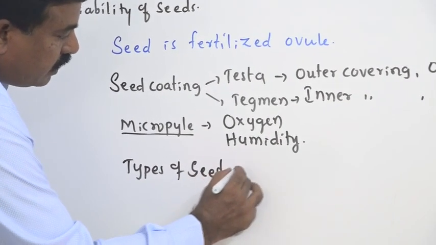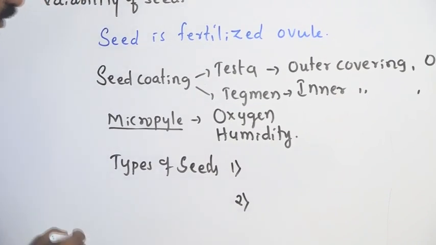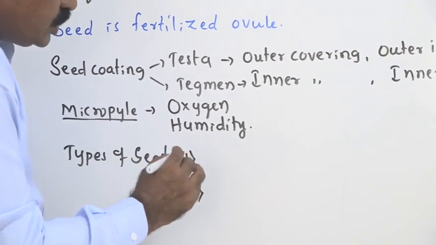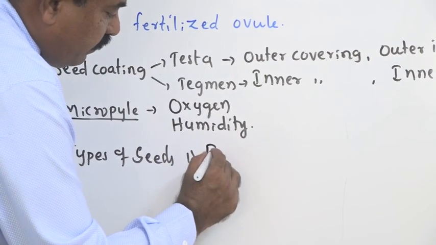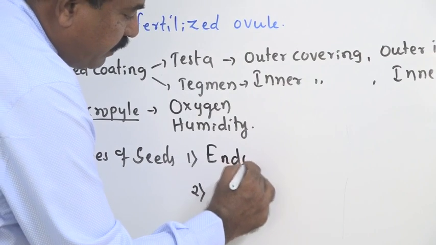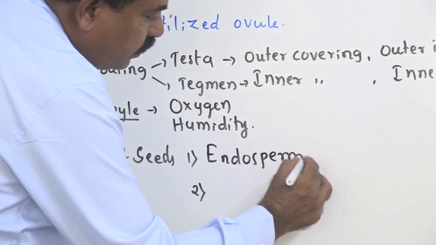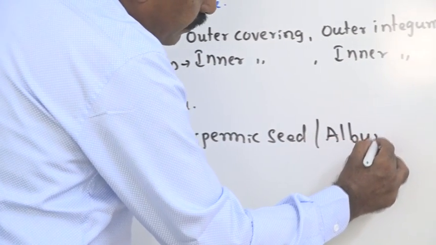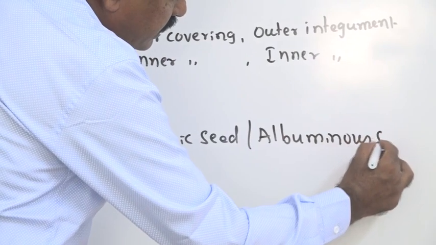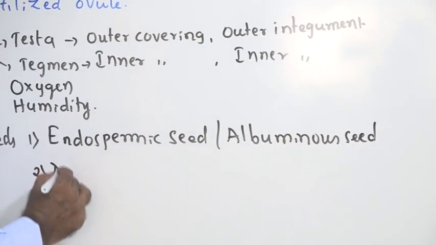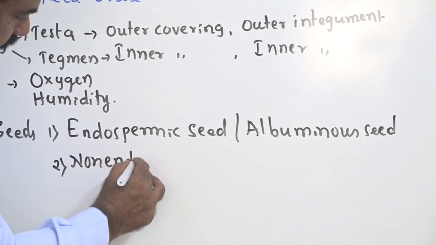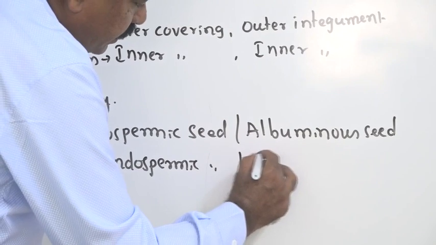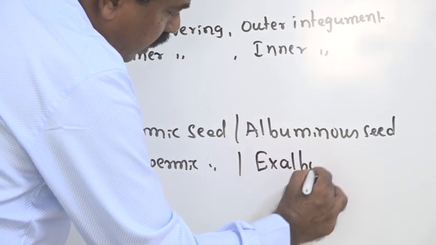generally based on the utility of what? Endosperm during embryonic development and storage nature, we classify the endospermic seed. That endospermic seed we also call albuminous seed. Then another one, non-endospermic seed. The non-endospermic seed, in other words, we also call exalbuminous seed.